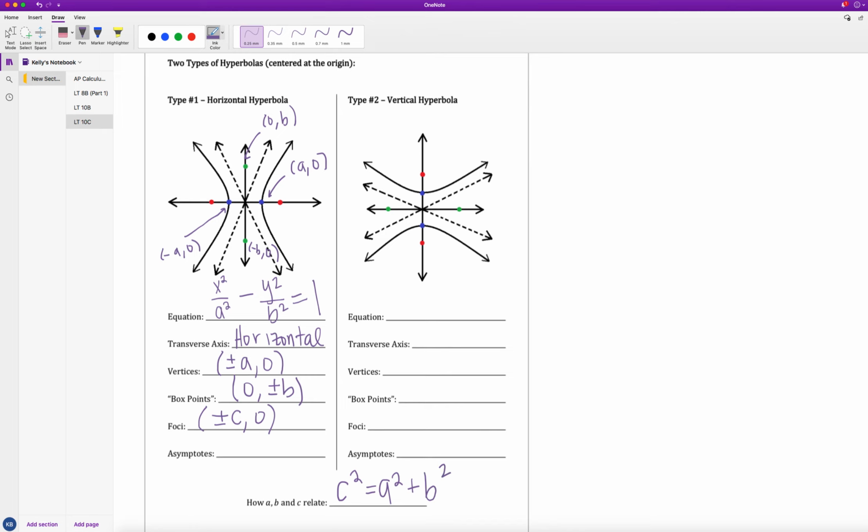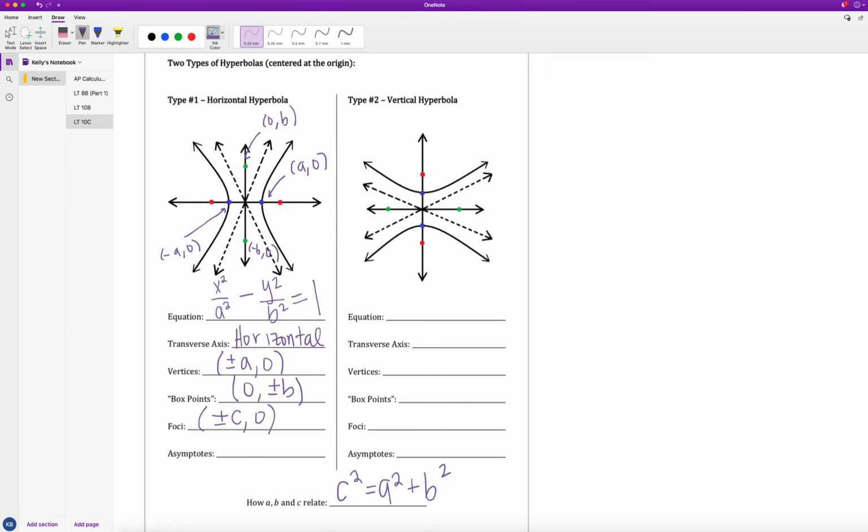Now I know that this gets really confusing to keep track of, but one way I think about it is that they're always opposites. So in an ellipse, I was adding in the equation, so I was subtracting down here in my c relating equation, but for a hyperbola, they're opposites. So if I'm subtracting in the hyperbola equation, then down here for the c squared equation, I'm going to add.